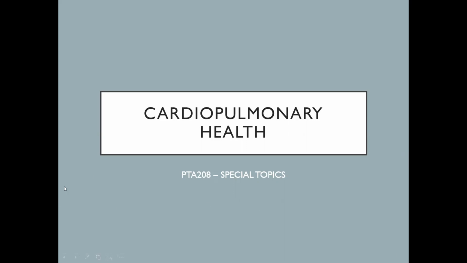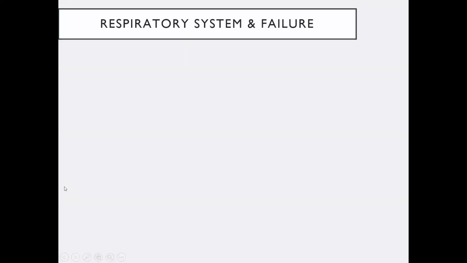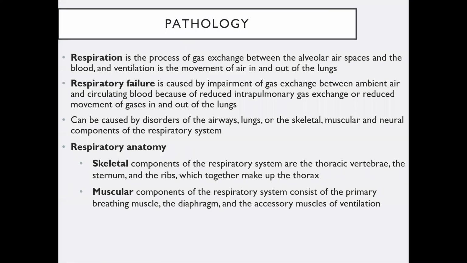Cardiopulmonary health is health dealing with the respiratory system as well as the cardiovascular system. So let's just look at the respiratory system, right? Respiration is the process of gas exchange between the alveolar air spaces and the blood. Ventilation is the movement of air in and out of your lungs. So when you're breathing, you're doing both ventilation and respiration. Either one of those can have a problem.